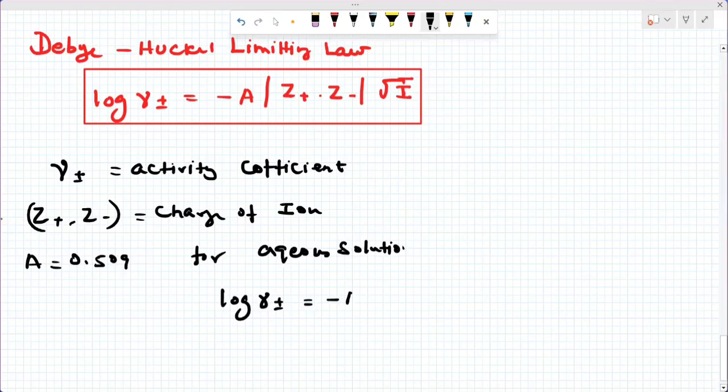equals minus A into, sorry, what is the A value? Just put the A value: minus 0.509 into Z plus Z minus and root I. They are very important.